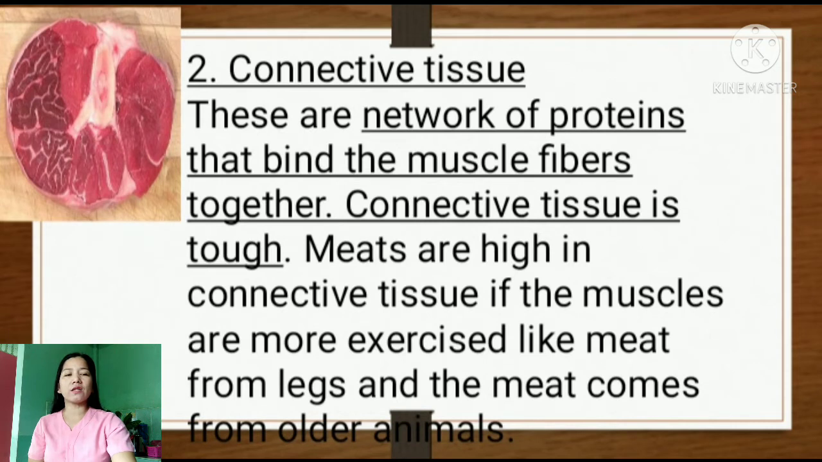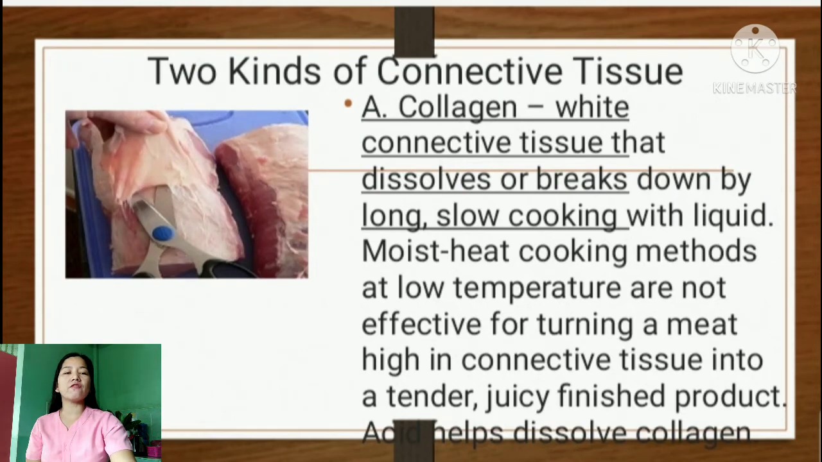Meats are high in connective tissues if the muscles are more exercised, like meat from legs and the meat comes from older animals. So, mas maraming connective tissues ang karne kapag ito ay nasa bahagi na laging ginagamit ng hayop, kagaya ng bahagi ng karne na kung tawagin natin ay pata or bias. O di kaya ay kapag ang hayop ay matanda na or older, mas marami ang kanyang connective tissues. So there are two kinds of connective tissues.